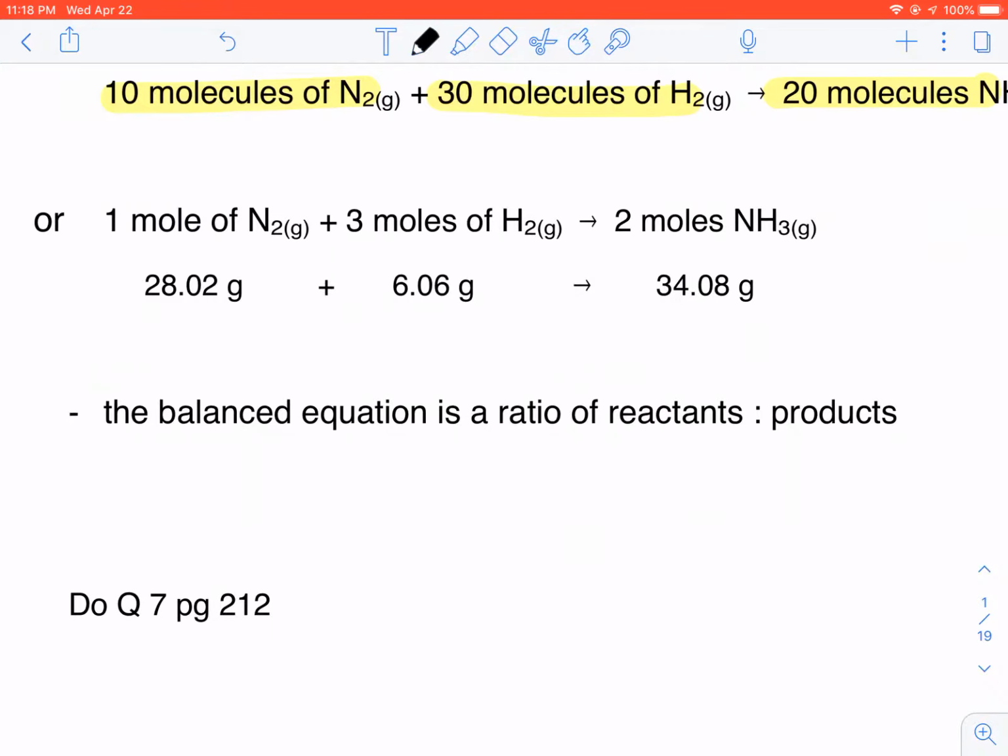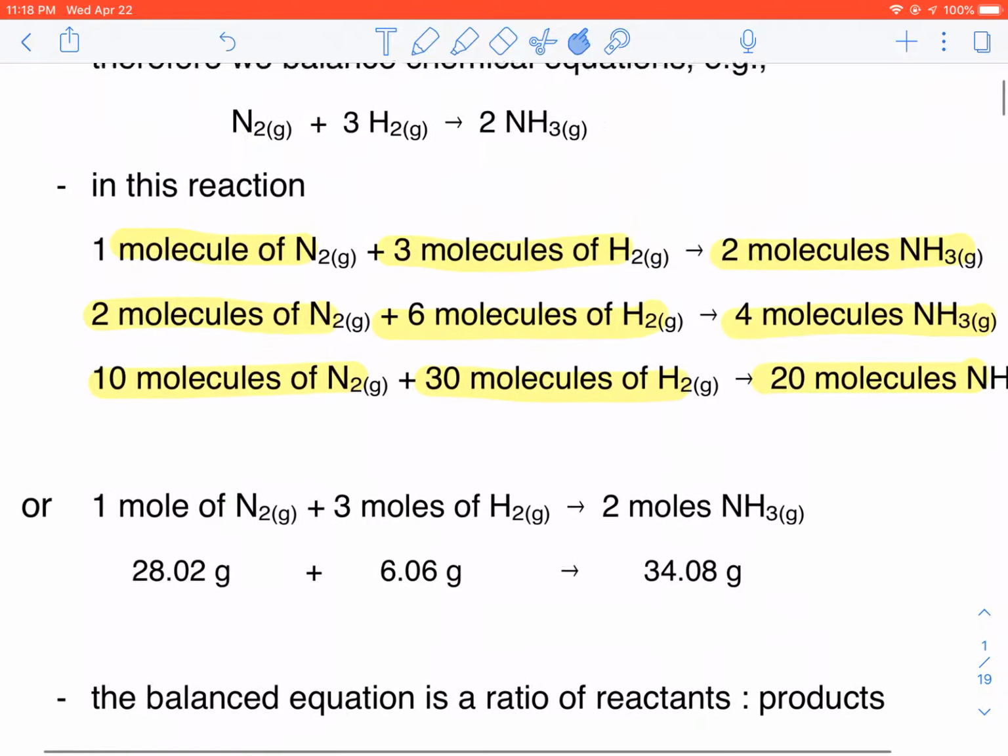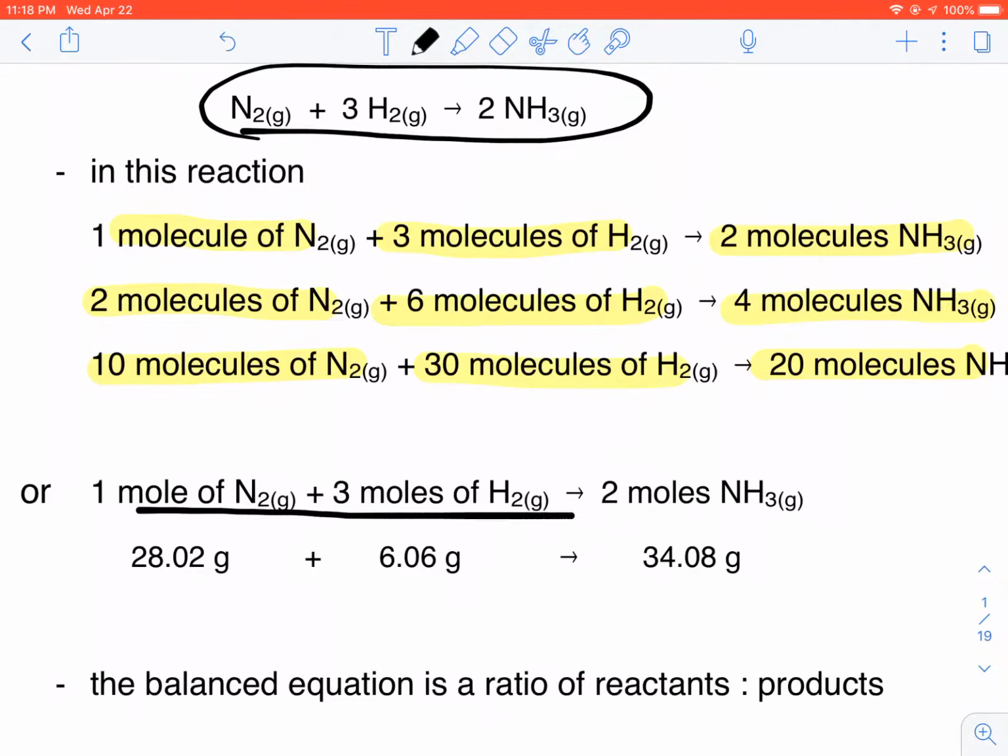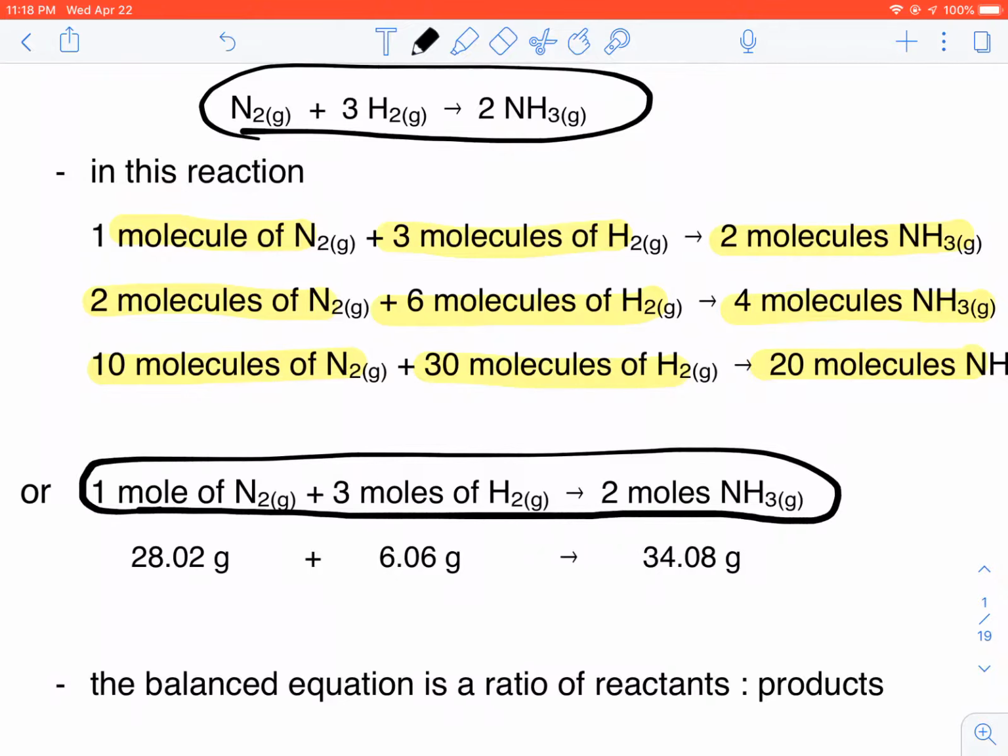So my reaction that I had at the top here that says N2 plus 3 H2s makes 2 ammonias is telling me that down here 1 mole of nitrogen plus 3 moles of hydrogen makes 2 moles of NH3. And what I know is if I know the number of moles here, mass is equal to the number of moles times the molar mass. Okay, this was all over the Chapter 5 test, right? And this is what we do in chemistry.